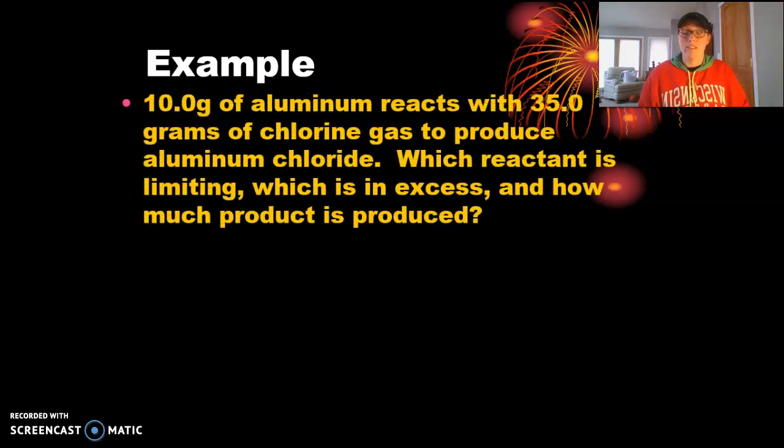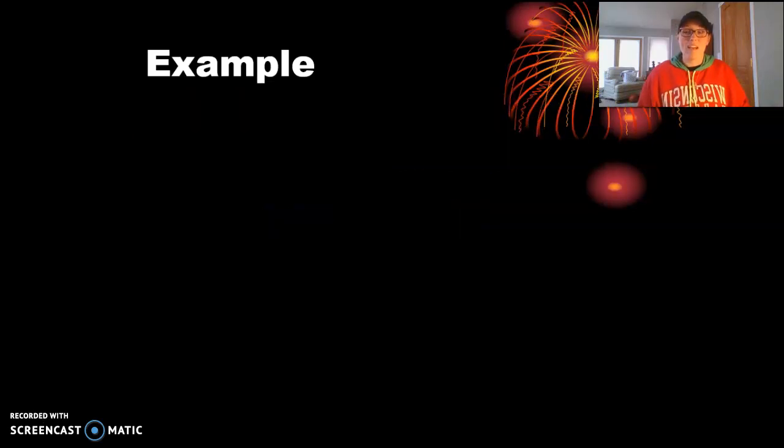We need to balance that reaction, so we need to have enough of each of them. For the Cl, we need to have 6 on each side. So we're going to put a 2 in front of the AlCl3 and a 3 in front of the Cl2. And then we'll need to put a 2 in front of the Al to balance that out.